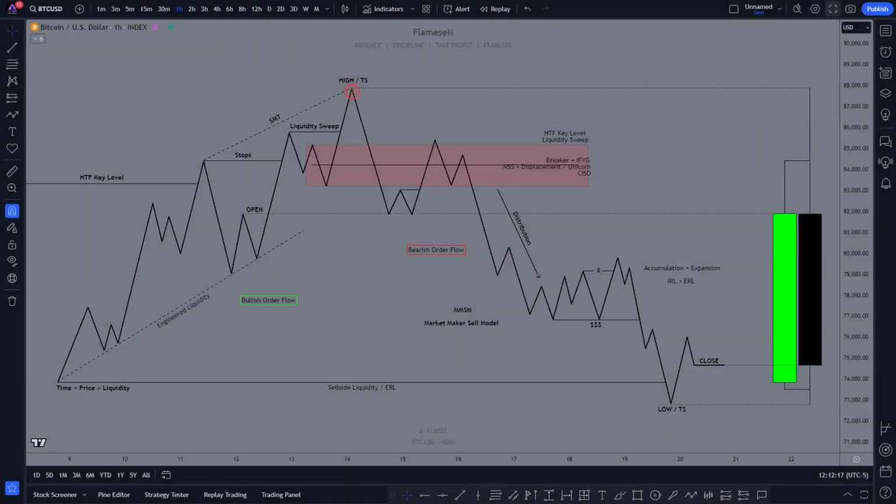So that's my entire model in one video. If you don't understand and do have any questions about anything, please do ask down in the comments. Obviously, I went through the SMT, all the different sweeps. You do need to do it at a correct time. I do use the London Open Kill Zone or the New York Kill Zone, so bear that in mind.